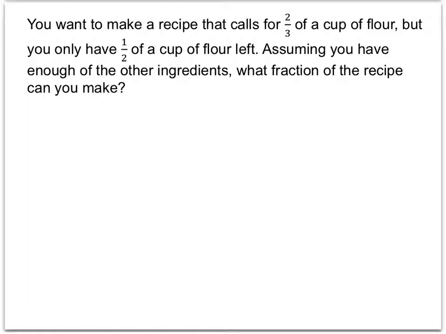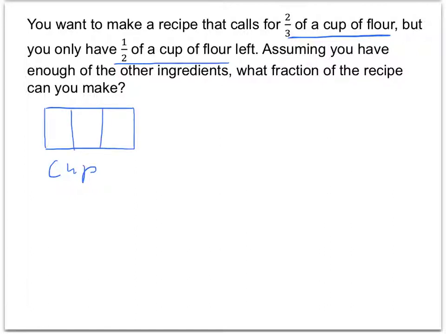So we've got two fractions here. We've got the 2/3 of a cup of flour, but we only have a half of a cup of flour. So let's draw pictures of those two fractions. So the 2/3, let's draw a rectangle here to represent our whole, which is a cup of flour. And it says that the recipe calls for 2/3 of a cup. So let's divide this up into 3 pieces, and let's select 2 of those pieces. Okay. So that right there is the 2/3 of a cup of flour that we need.